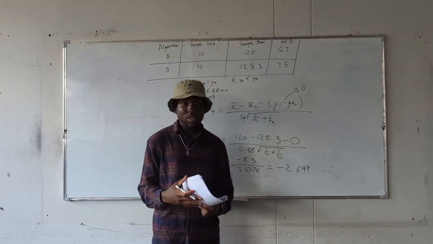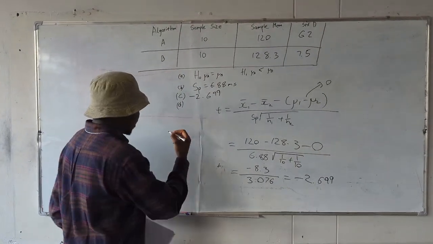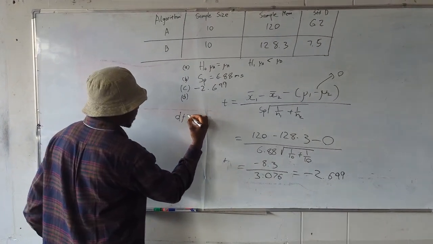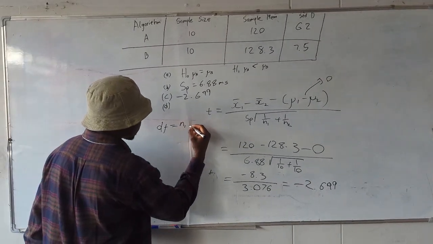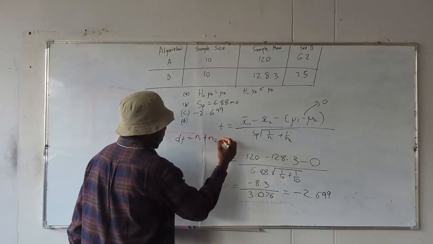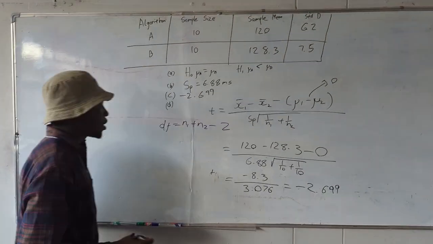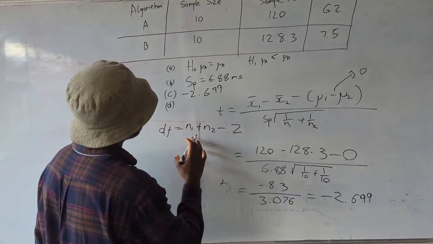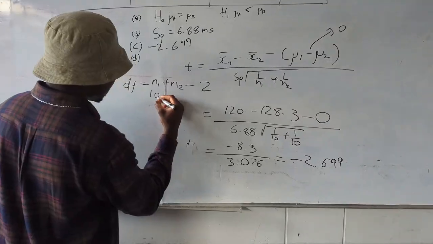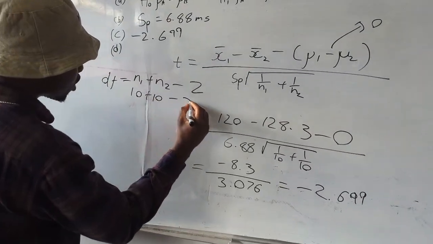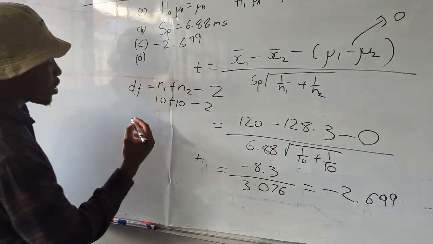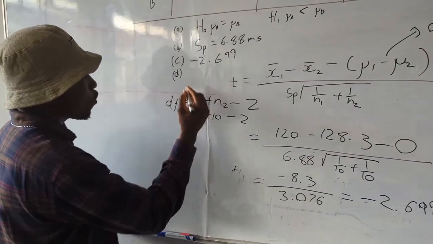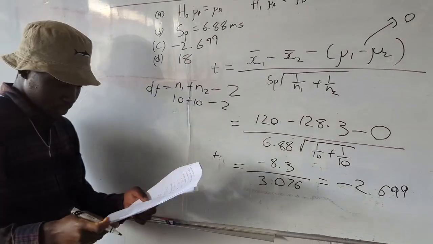And for D, determine the degree of freedom for this test. For DF, degrees of freedom, with two samples, we note n1 plus n2 minus 2. So n1 plus n2 is 10 plus 10, minus 2. 10 plus 10 is 20, minus 2, gives a degree of freedom of 18.